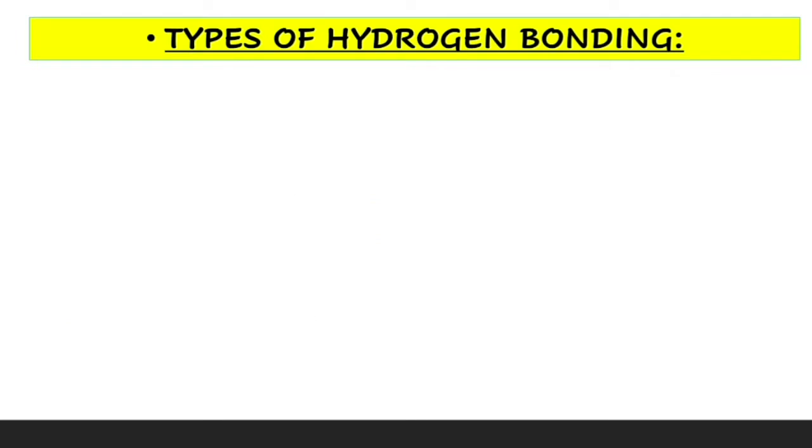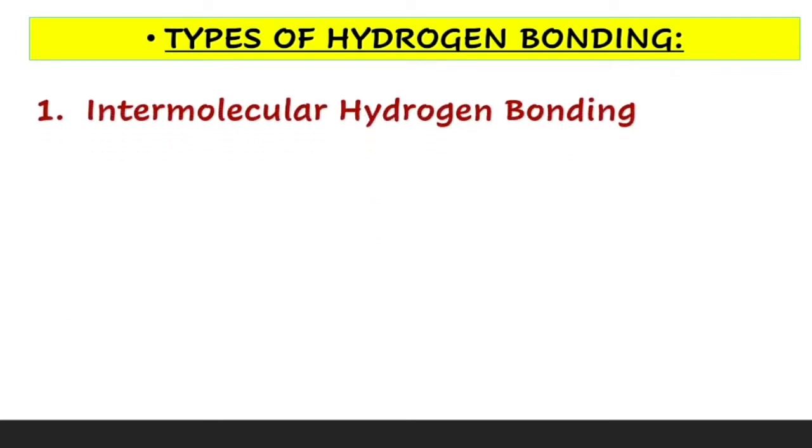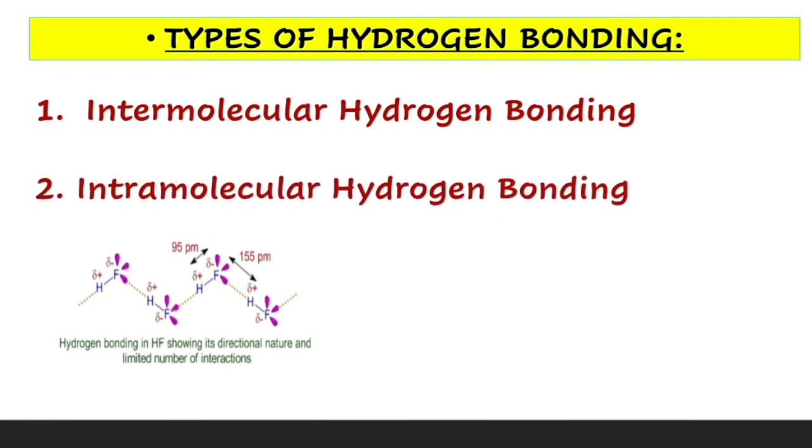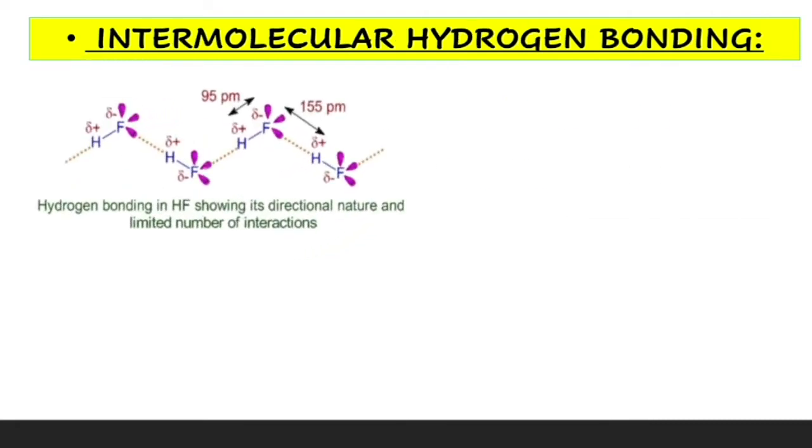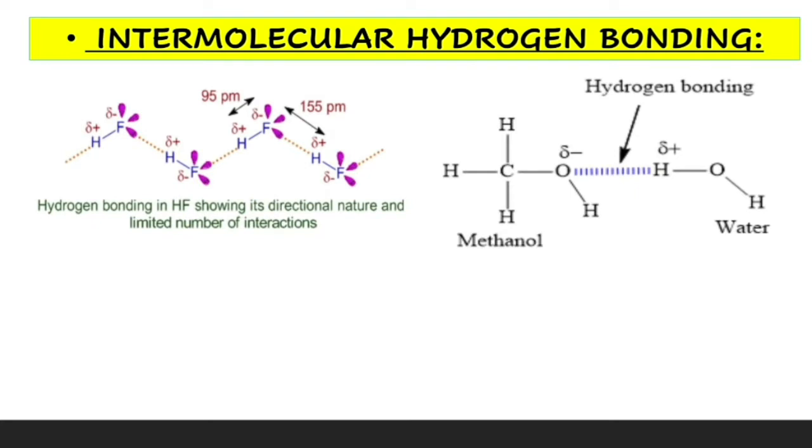Now let's study types of hydrogen bonding. The first one is intermolecular hydrogen bonding and the second one is intramolecular hydrogen bonding. So let's study them one by one. Intermolecular hydrogen bonding: let us first take two examples. In these we can find that hydrogen bonding is taking place, but in one case the molecules are the same and in the other case the molecules are different. Here we have taken an example of methanol dissolved in water.